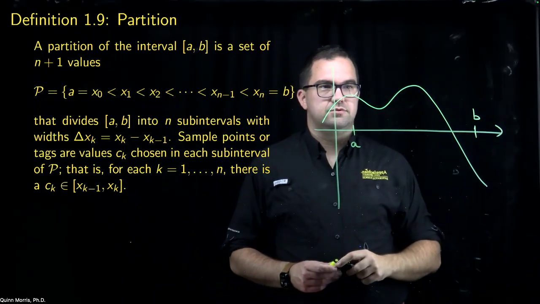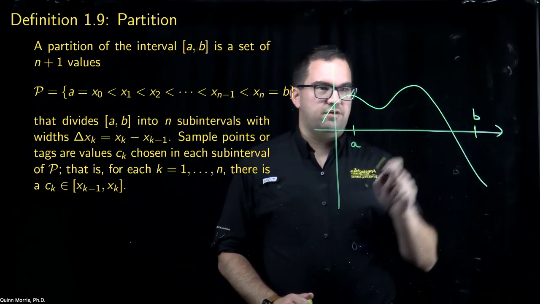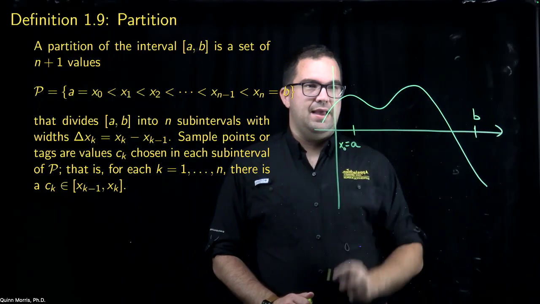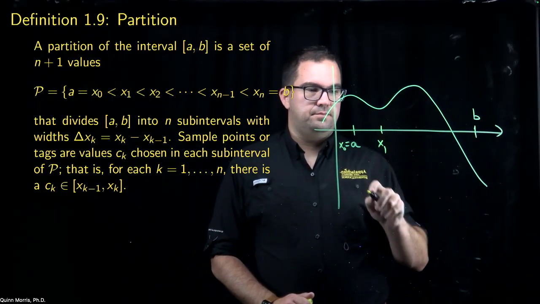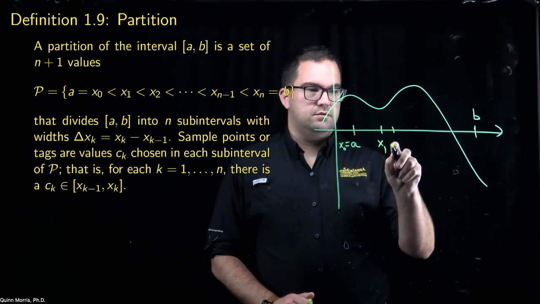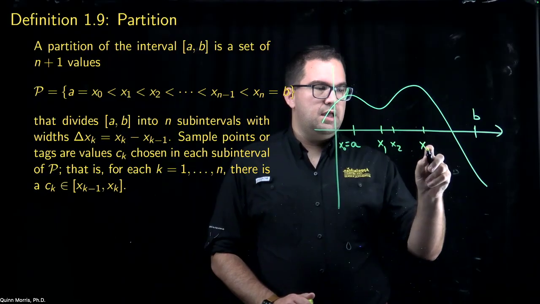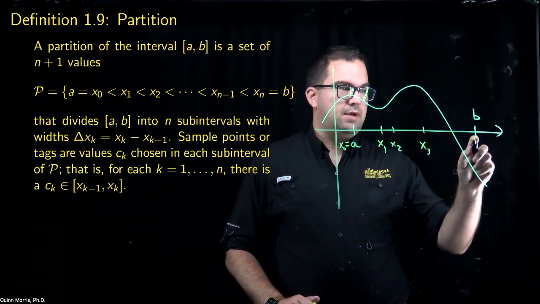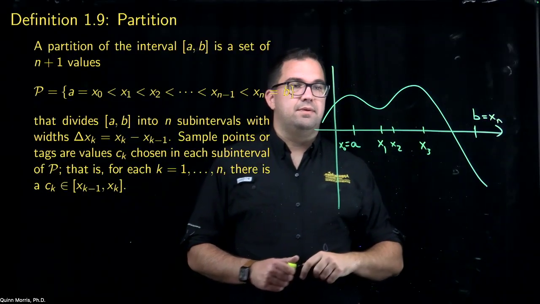Here's A and here's B. And so I'm picking a partition of my interval AB. So x sub 0 is just going to be my A. And then I'll come over here and I'll pick an x sub 1. And then I'll pick something slightly bigger, x sub 2, and then x sub 3, and so on, all the way until I get up to my last value, which is going to be my x sub n.